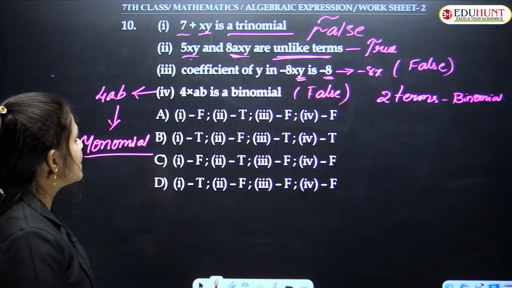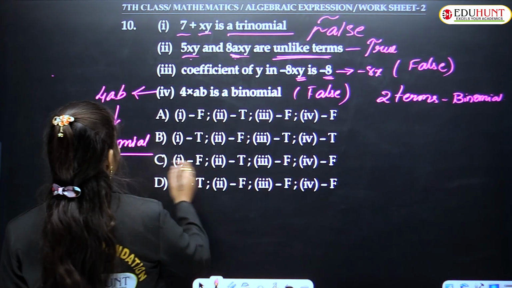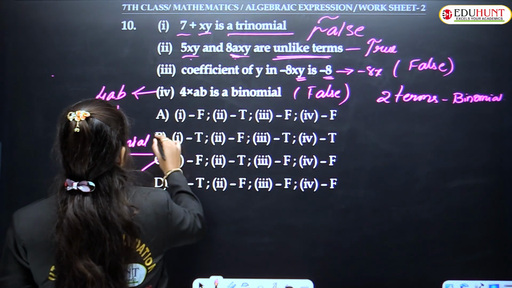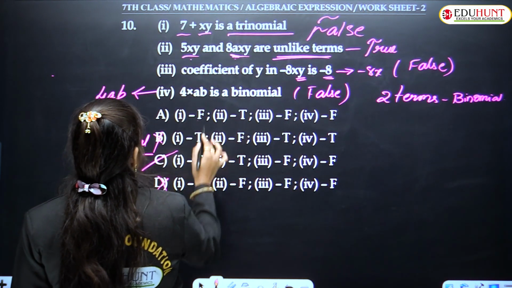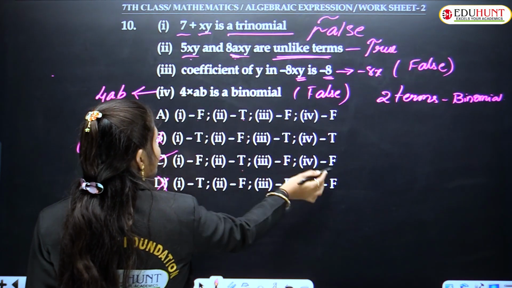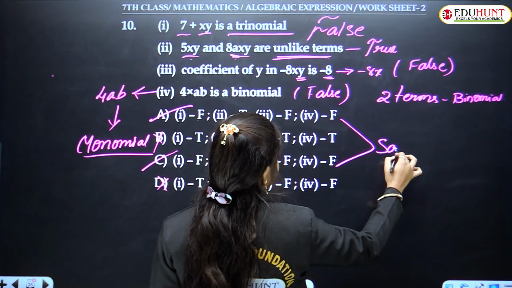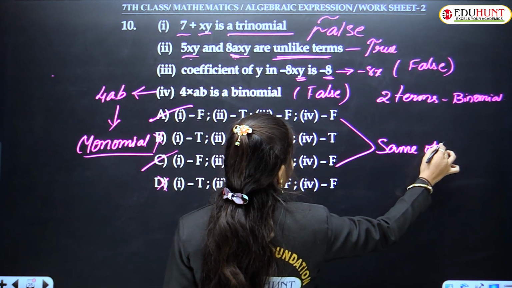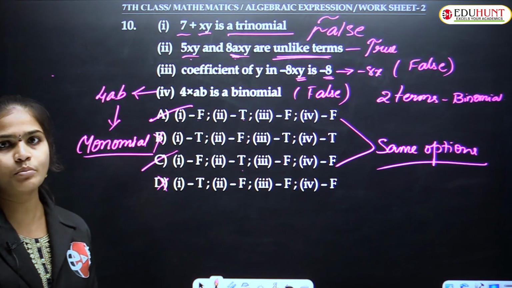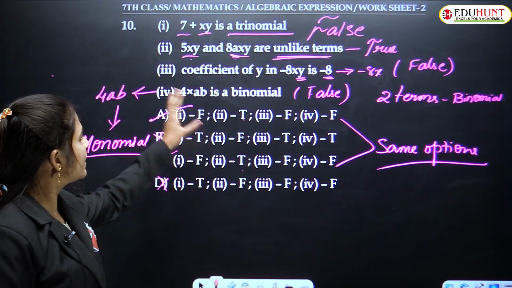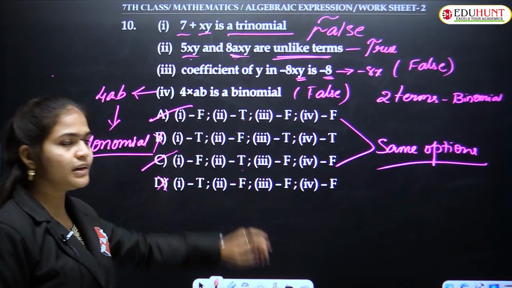Understand? As per this, which is correct here? False, true, false and false. False, true, false and false. The first one is false only. Yes. False, false, true, true, false, false. These two options are the same, they have given the same options. So here we can take either A or C. Or if you want to change any option, you can do that.